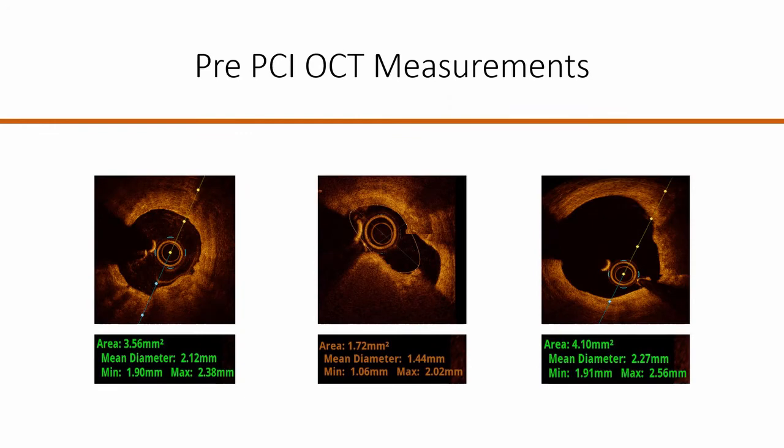These are the pre-PCI OCT measurements. At the lesion site, the vessel area is 1.72 square millimeters with a vessel diameter of 2.0 millimeters, and at the distal landing zone, the vessel diameter is 2.38 millimeters with a vessel area of 3.5 square millimeters. The proximal vessel diameter is 2.5 millimeters with an area of 4.1 square millimeters, indicating the stent diameter we have to take is 2.75 millimeters, so that it accommodates both distally and proximally.